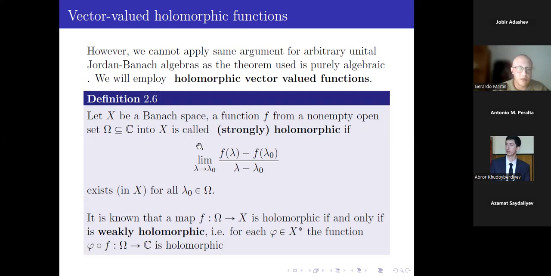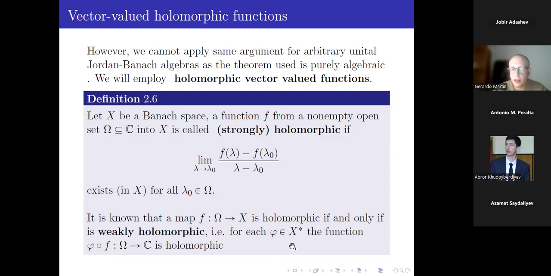And a quick definition of what is a holomorphic vector-valued function is: we first have a Banach space X, and a function f from an open set of the complex numbers to X. Then we say f is holomorphic if these limits exist for all lambda sub 0 in this open set. And also, we know that a map f is holomorphic if and only if it's weakly holomorphic. This is like for every phi in the dual space of X, the function phi composition f, this is not the Jordan product, this is the normal composition, is holomorphic.